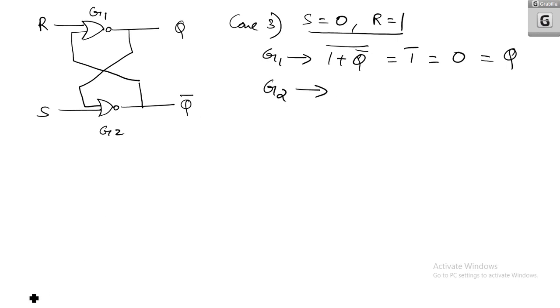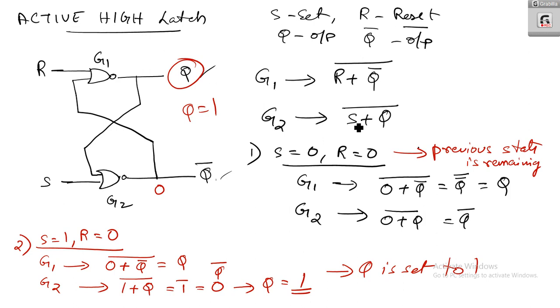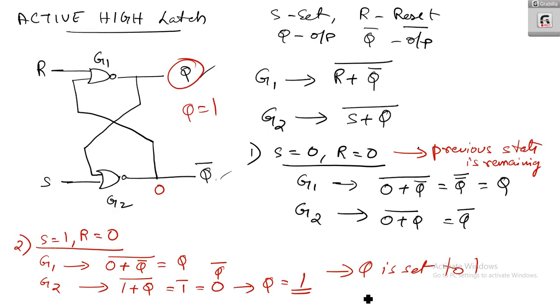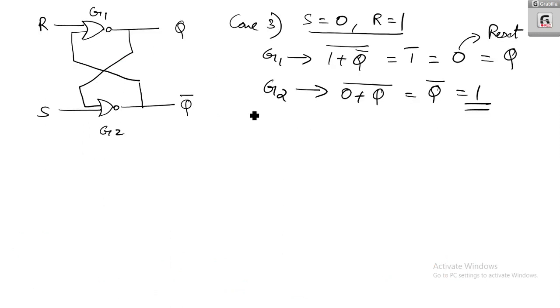Now what is the output of gate 2? S is equal to 0, so it is (0 or Q) the whole bar. That is Q bar. Since Q is equal to 0, you will get Q bar is equal to 1. That means the output gets reset. This is getting reset. Set means the output is set to 1, and reset means the output is set to 0. Now coming to the fourth case. Case 4.